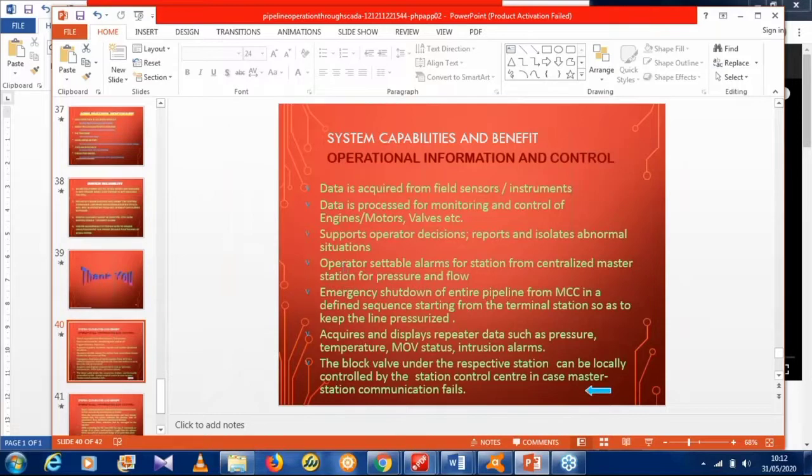Okay. Then the operator settable alarms for station from centralized master station for pressure and flow. This is still an elaboration of what I've earlier explained: the pressure, the flow, and all that. You have to set different conditions that are realistic to what is obtainable in the pipeline. Okay, and a lot of other control information or operational information are also needed, even up to the block valve. You have something here. It says the block valve under the respective station can be locally controlled by the station control center in case master station communication fails.